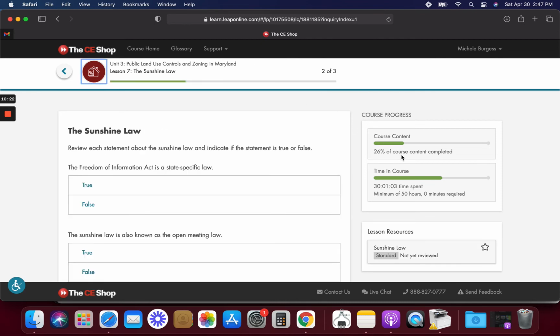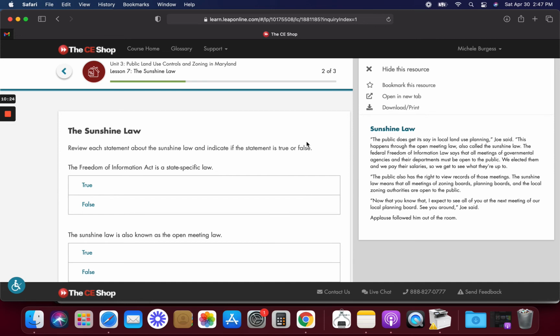All right. The Sunshine Law. I've never heard of this, so let's see. The public does not get a say in local land use planning. This happens through an open meeting law called the Sunshine Law. The Federal Freedom of Information Law says that all meetings of governmental agencies and their departments must be open to the public. We elected them, we pay their salaries, so we get to see what they're up to. The public has the right to view records of these meetings, and the Sunshine Law means that all meetings of these zoning boards, planning boards, and local zoning authorities are open to the public.